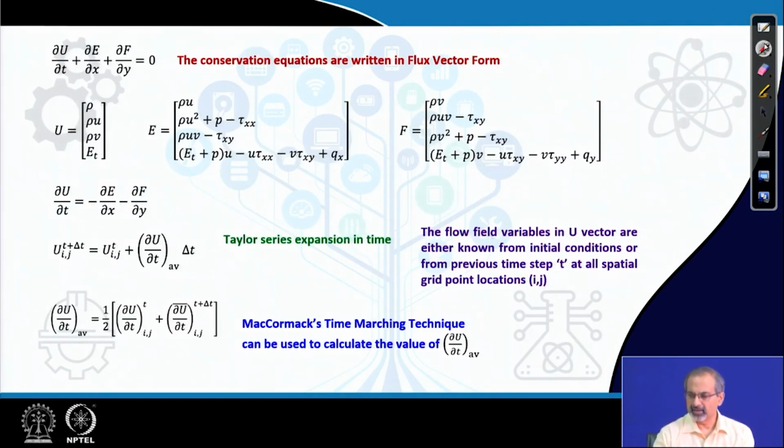Having said that, let us now look at the conservative form of the compressible Navier-Stokes equations in 2D, for which we invoke the flux vector form, which we already learnt in the context of 1D Euler equations. The only additional term that we have over here is del F del y, but then there are more elements in U and E as well, and there are additionally viscous related terms, both in the sense of stress as well as heat conduction.